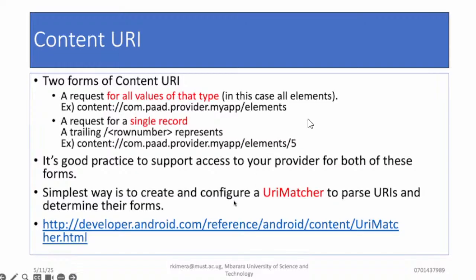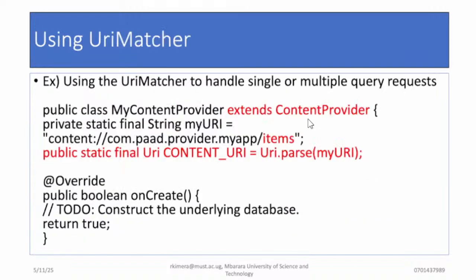And we do that using what we call a URI matcher. Please remember, you have a content provider. We've talked about a URI for identification. And to access either one or all the records, we're using what we call a URI matcher. So this URI matcher handles single and multiple query requests. And this is how it does it.